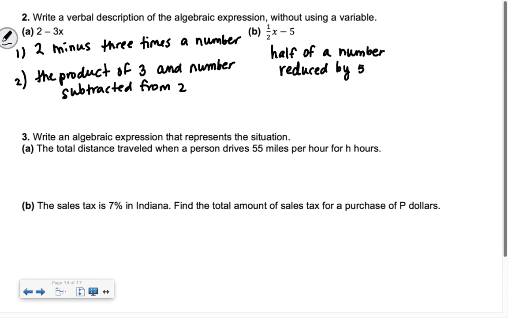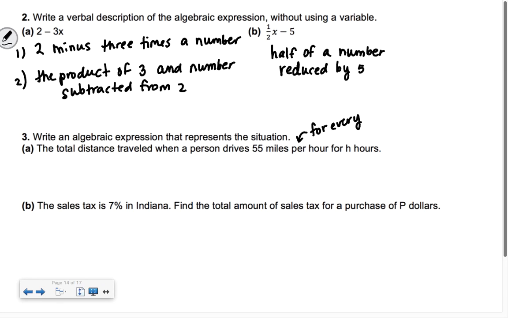All right, so write an algebraic expression that represents the situation. So we did a little bit of this the other day. So the total distance traveled when a person travels 55 miles per hour for h hours. So there's been kind of a movement in math to not use the word per, but to instead say for every, because that makes more sense to students.